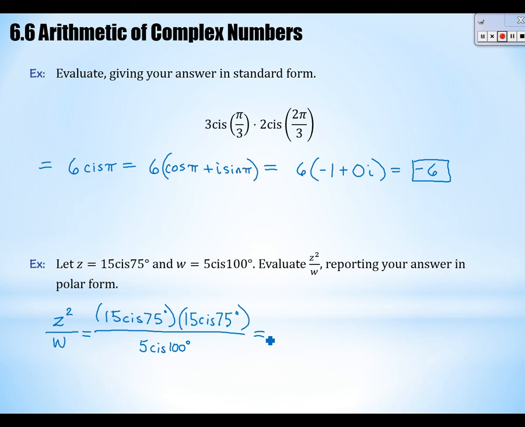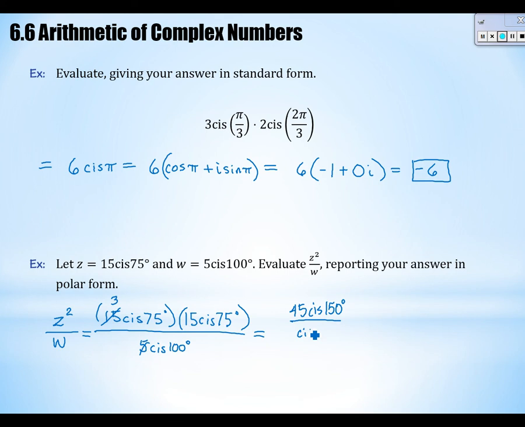What order do you want to do this in? I don't know. It doesn't matter, right? I'm kind of interested in killing the 15 here, making that a 3. So what do we got? 45 on top. What is that? Cis 75 times cis 75 is cis 75 times 2, right? All right. Over cis 100.